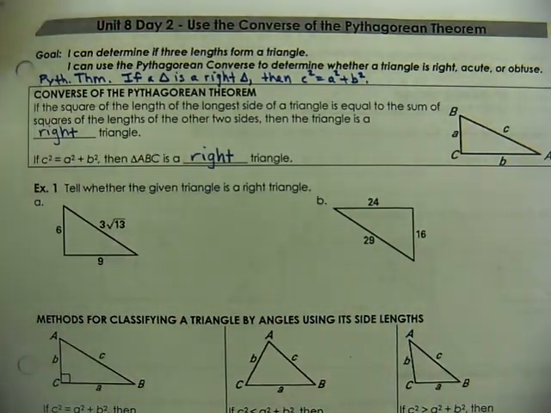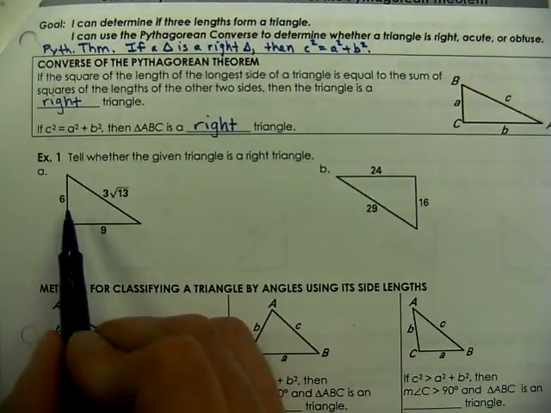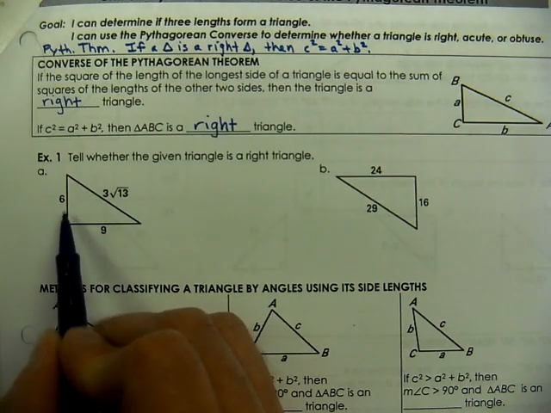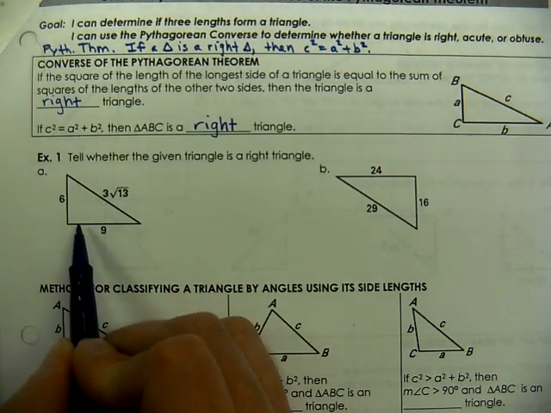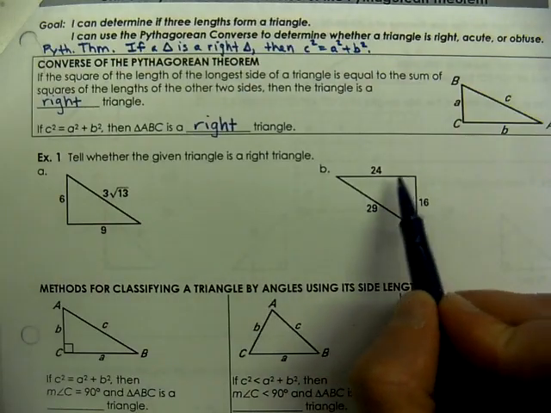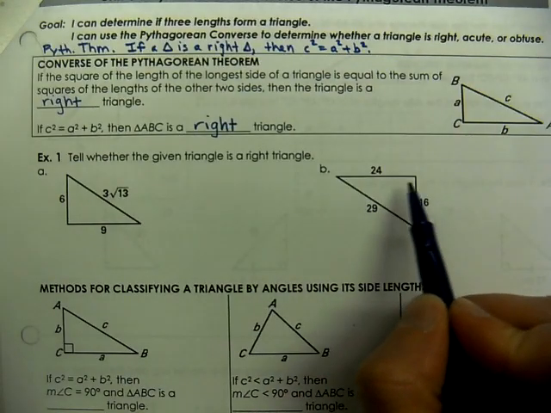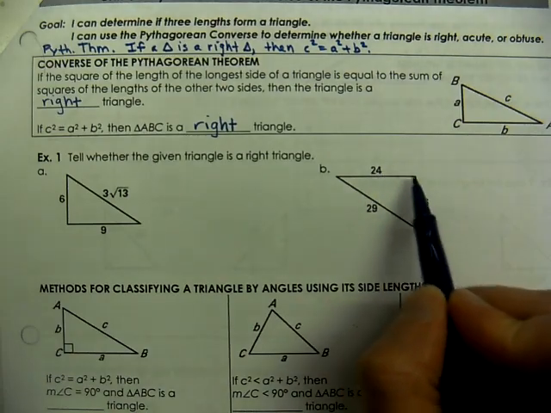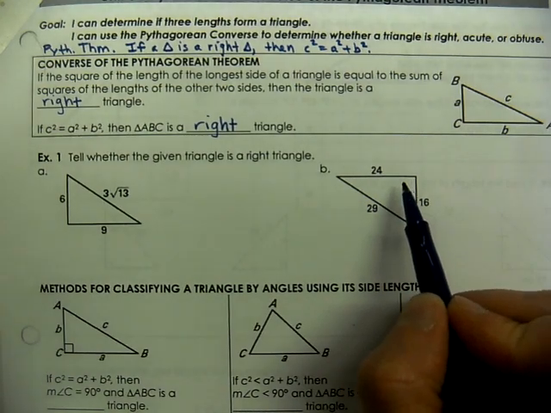So let's get started with example 1. We have 2 illustrations here. Let's tell whether the given triangle is a right triangle or not. Notice there is no right angle, okay? But if there is one, it would belong here. These sides look to be parallel, we just don't know if they are. Same with part B. We don't know if this is the right angle or not, but it looks to be parallel. That's where the right angle would belong if there is one.